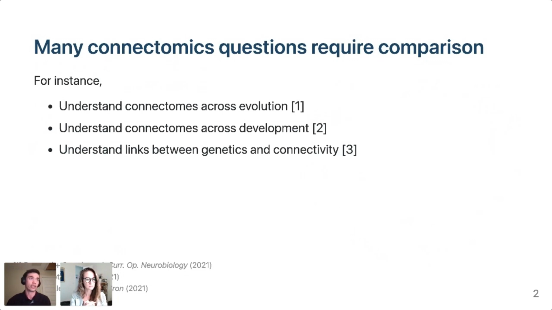Or if we wanted to understand how connectomes change across development within a single organism, we would want to, again, collect multiple connectomes at different stages of development, and then, again, make some sort of rigorous comparison between them. Likewise for, say, genetic perturbations and connectivity.